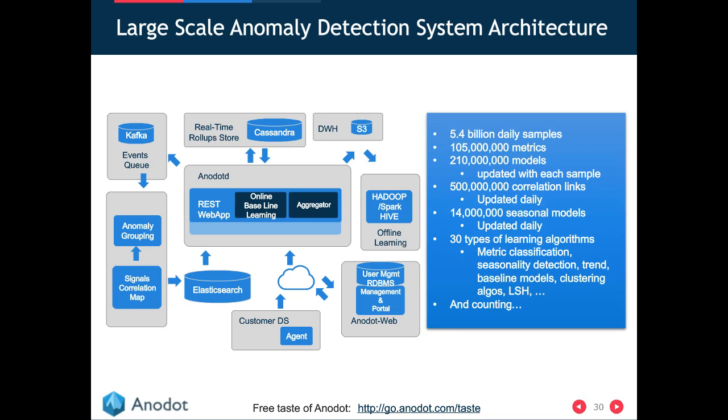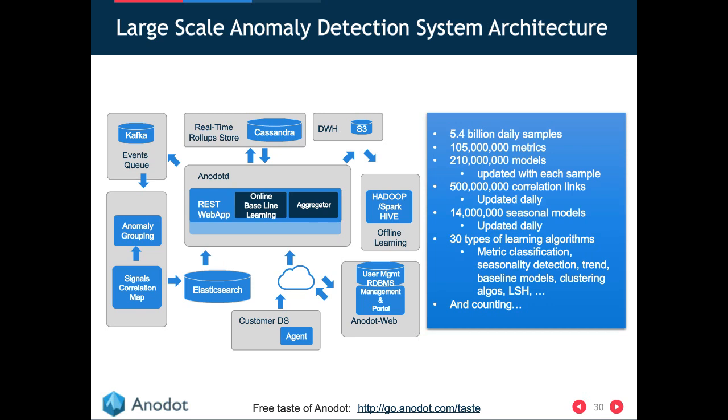So we've built this cluster in the middle, which basically does all of the learning and the anomaly detection at the metric level as the data flows into the system and gets aggregated. And only after that process is done, we store it into the backend storage. In our case, we use Cassandra.